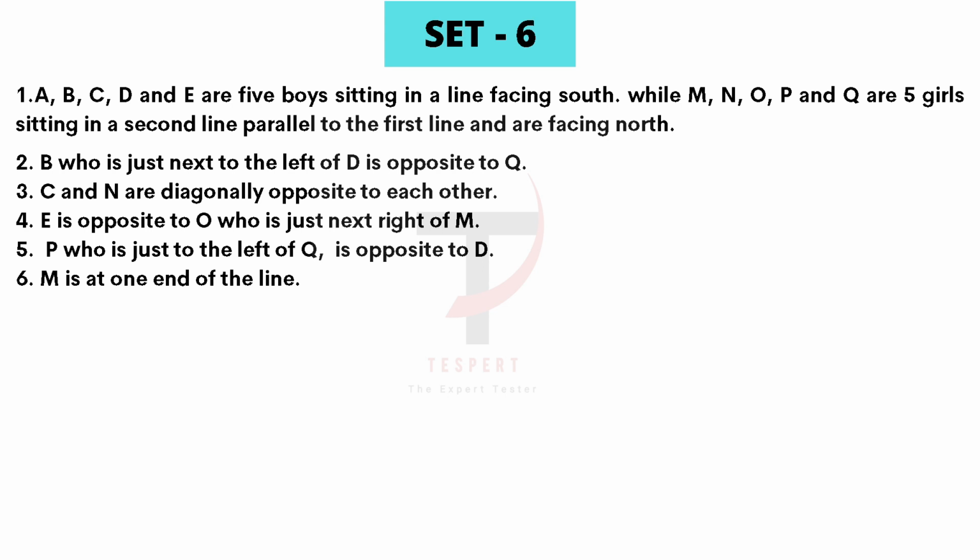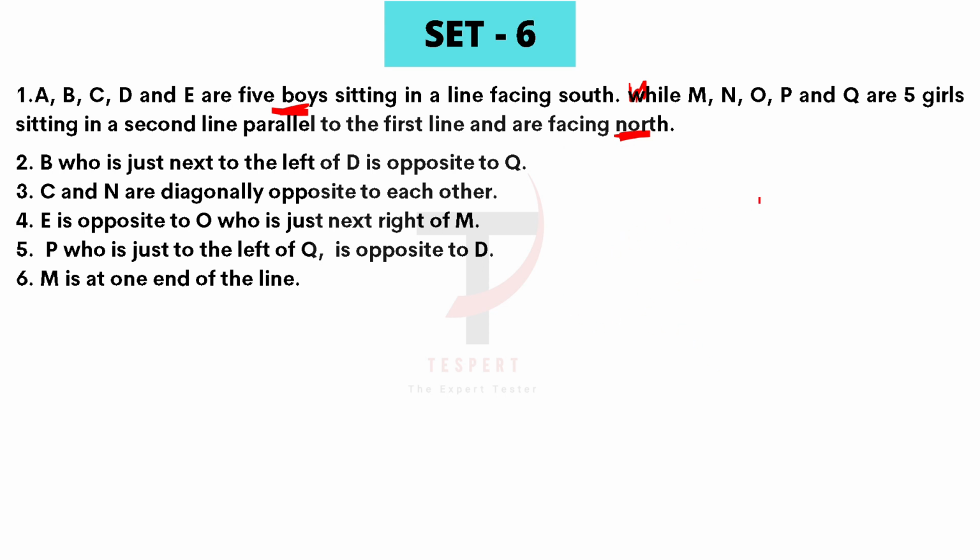So A, B, C, D and E are 5 boys, 5 boys sitting in a line facing south, while M, N, O, P and Q are sitting in a second line parallel to the first line and facing north. Okay, so double arrangement.